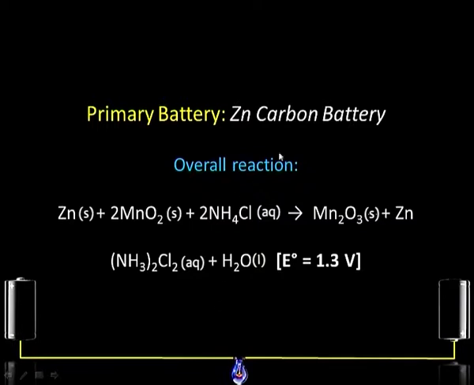So the overall reaction of the zinc carbon battery is when zinc in metal form reacts with manganese dioxide, again in the electrode, and ammonium chloride which is present in the electrolytic solution, it gives Mn2O3 and zinc, and also NH3 whole twice Cl2 plus water in liquid form. Both these, water and NH3 whole twice Cl2, will come in the electrolytic solution, whereas zinc and Mn2O3 will be the electrodes, and the electric voltage of this whole reaction is 1.3 volts.